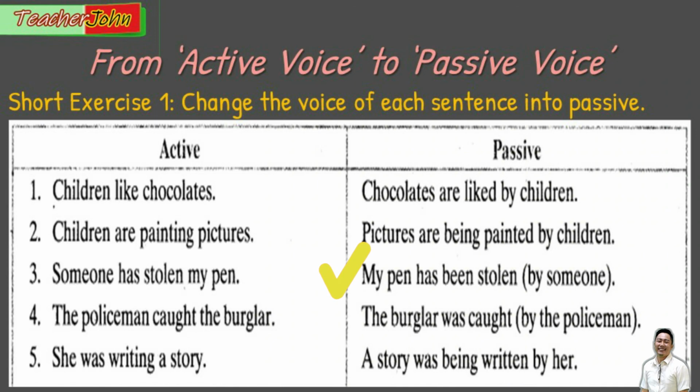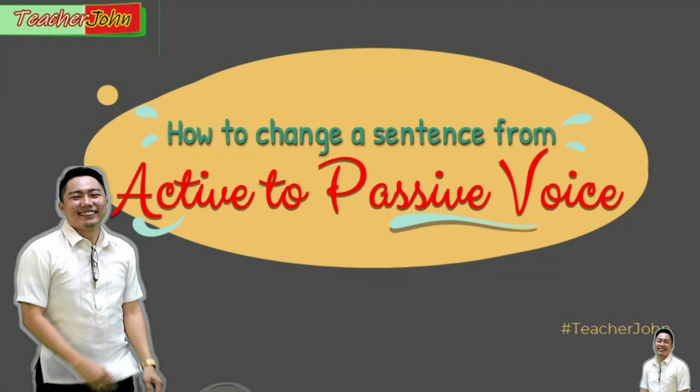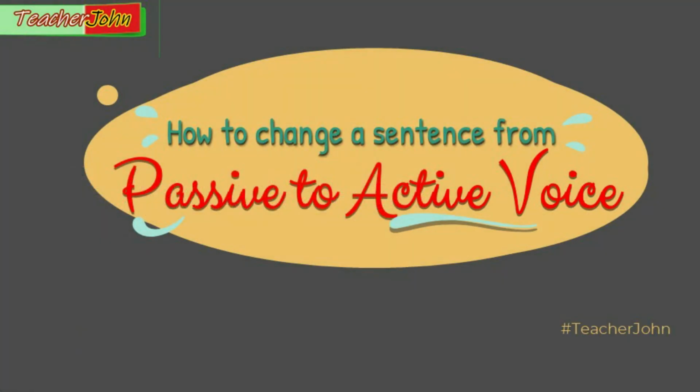Number 4. Active. The policeman caught the burglar. Passive. The burglar was caught by the policeman. 5. Active. She was writing a story. Passive. A story was being written by her. You did a great job today. In the next video, we will discuss how to change a sentence from passive to active voice.